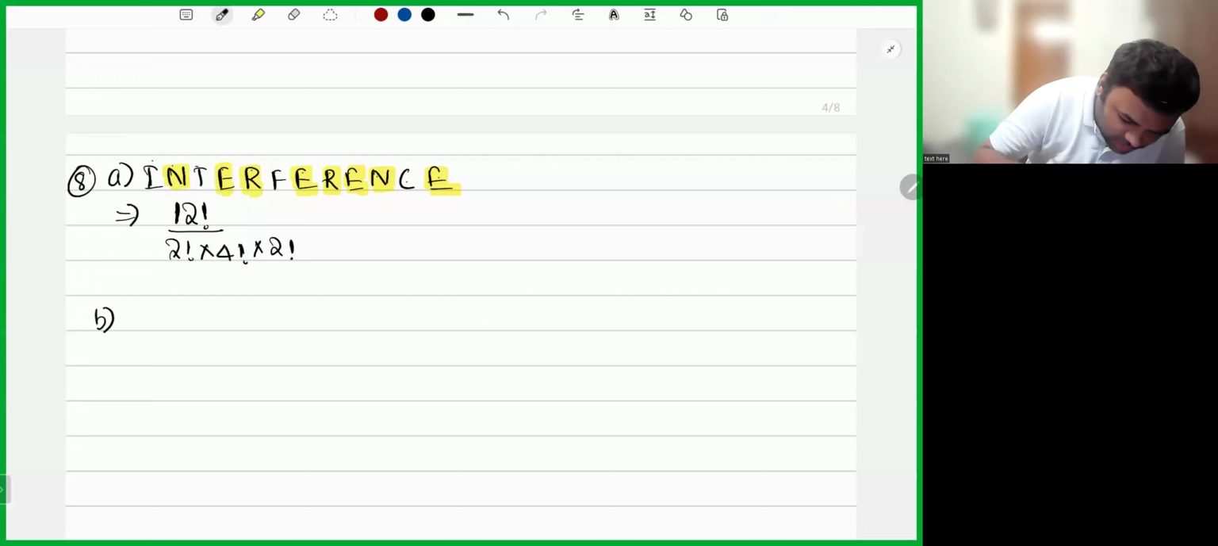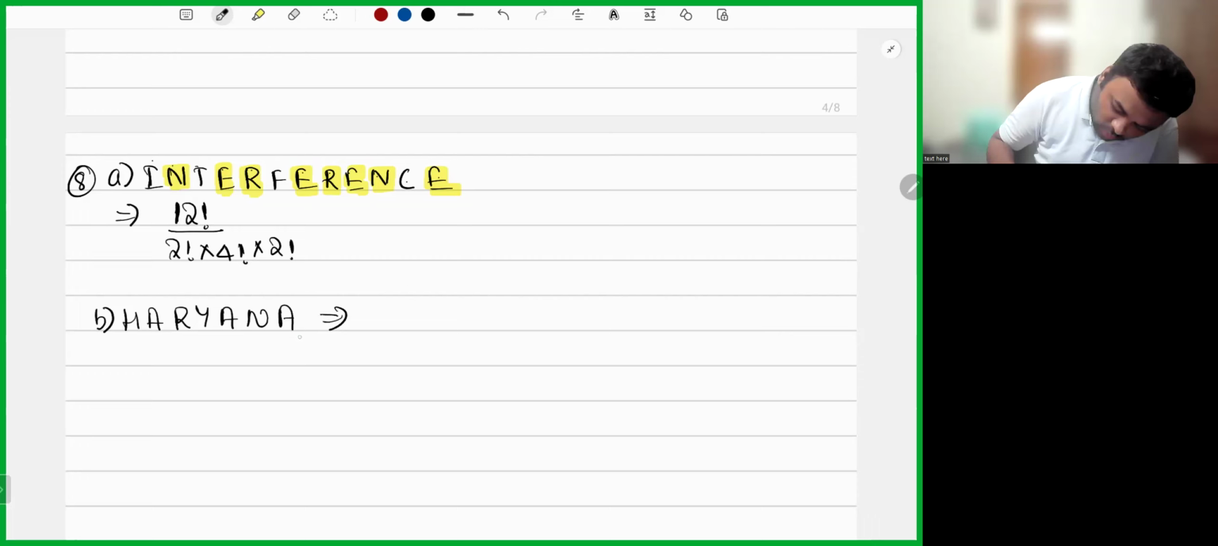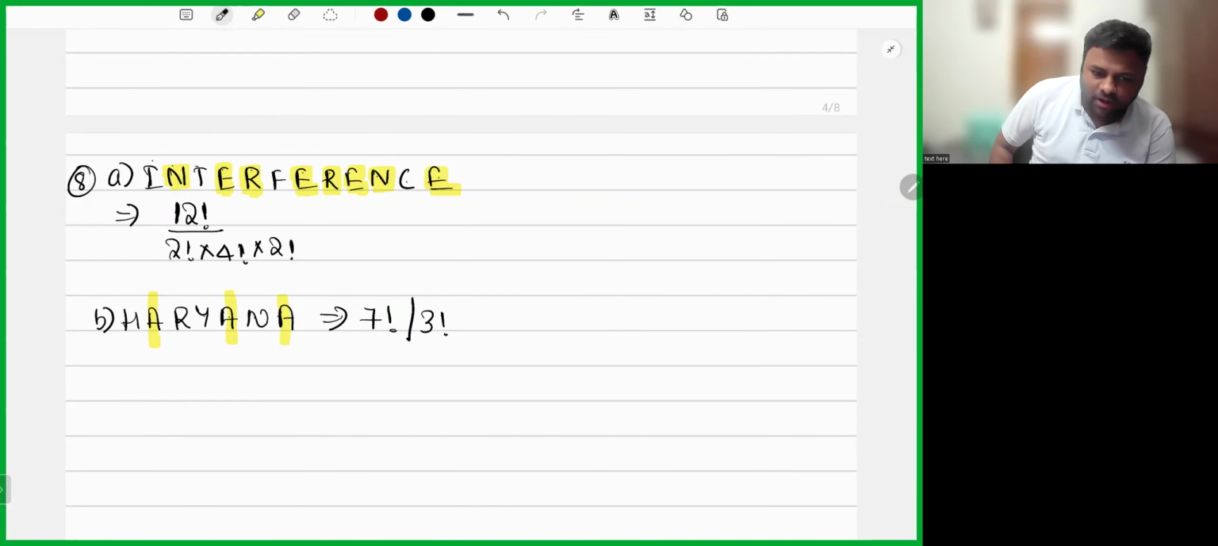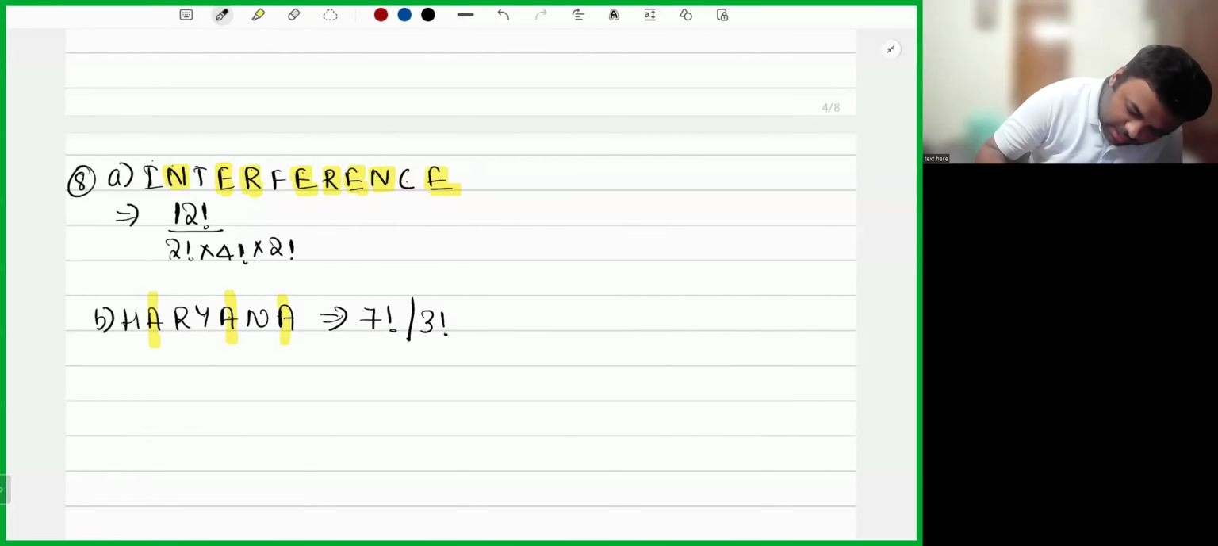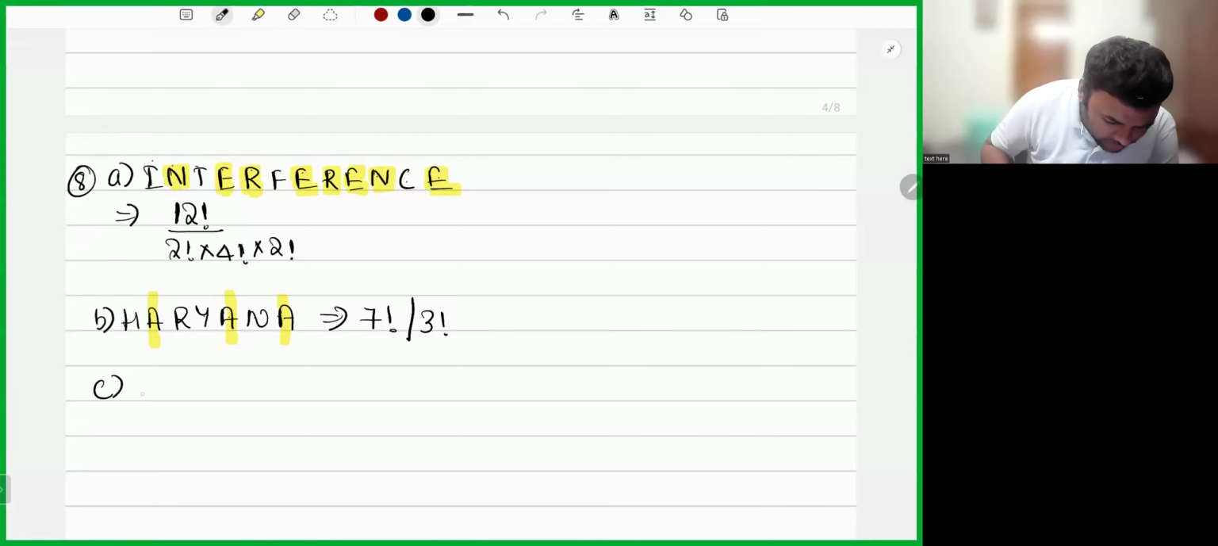Now, next point number B. Can you tell me Haryana? What will be for Haryana? 1, 2, 3, 4, 5, 6, 7. 7 factorial, whole divided by, A is repeated 3 times, 3 factorial. That's it. 7 factorial by 3 factorial. Simple. We'll simply go ahead and divide by the number of repetitions. Next point number C. Think and tell. This you will only tell me.